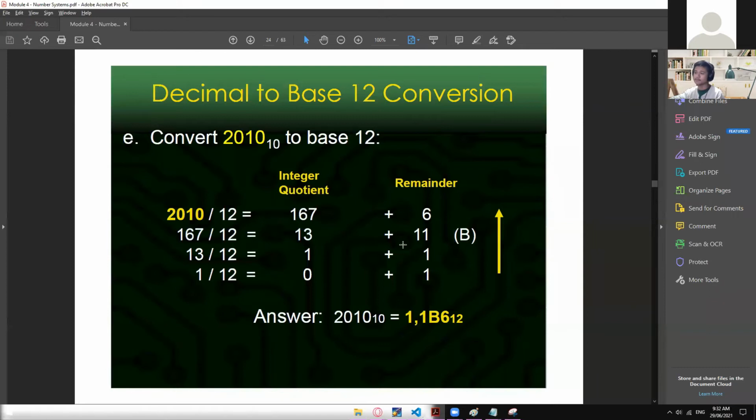Okay, and then 13 divided by 12 is 1, remainder 1, and 1 divided by 12 cannot be, so just put 0 here, and since this one is already 0, then you can read this from bottom to top. Whatever is the final number on the integer quotient, just put it right here on the remainder. So our answer right here is 11B6 base 12. Please verify, and let me know if the answer right here is correct or no.